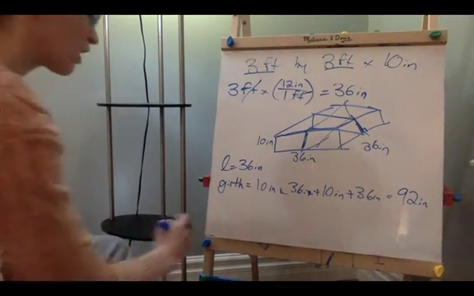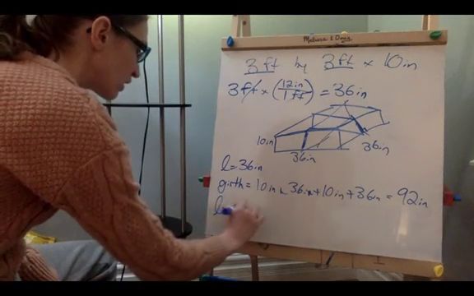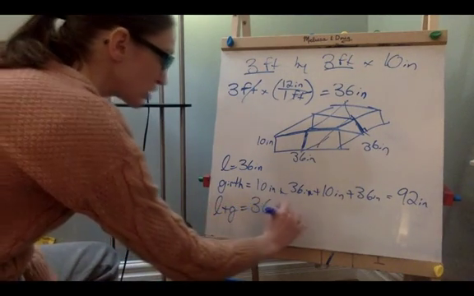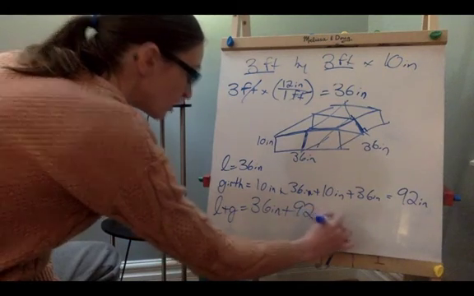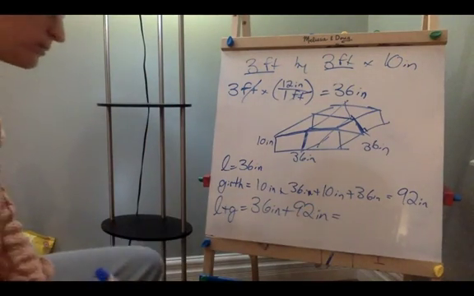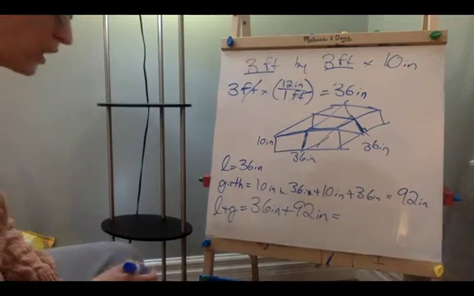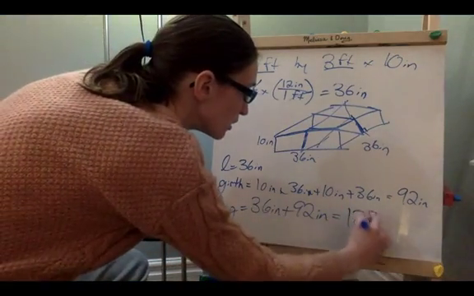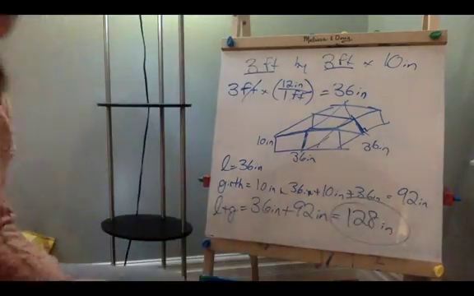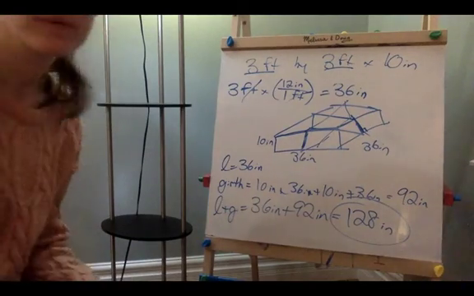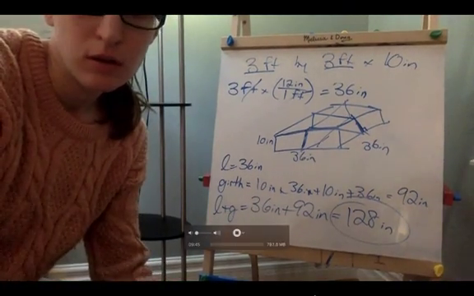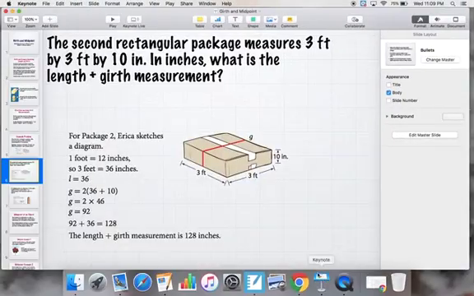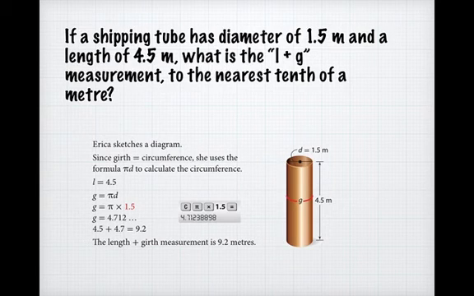So ultimately here, our length plus girth calculation is that 36 inches plus our 92 inches, which gives us 128 inches total for our answer. Okay, so there's that example done. All right, so the next one, we're switching it up to be a different shape. So now we're dealing with a cylinder.